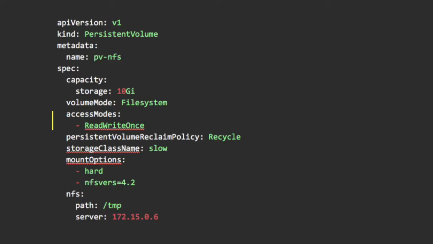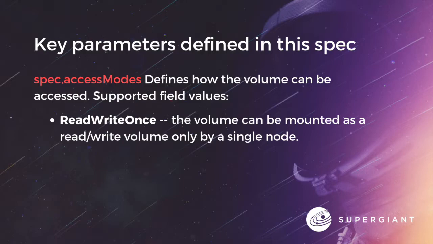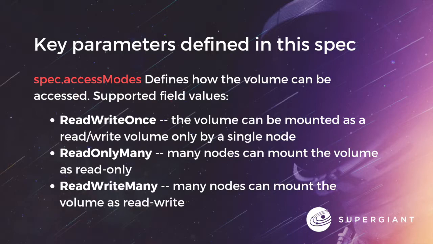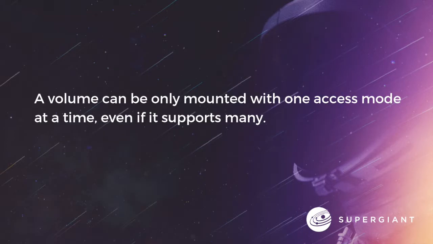Spec access modes defines how the volume can be accessed. Note that valid values vary across persistent storage providers. In general, the supported field values are read-write once. The volume can be mounted as a read-write volume only by a single node. Read-only many. Many nodes can mount the volume as read-only. Read-write many. Many nodes can mount the volume as read-write. A volume can only be mounted with one access mode at a time, even if it supports many.